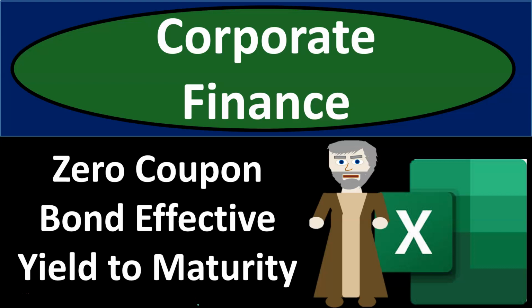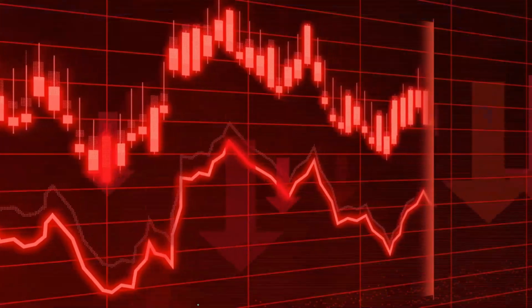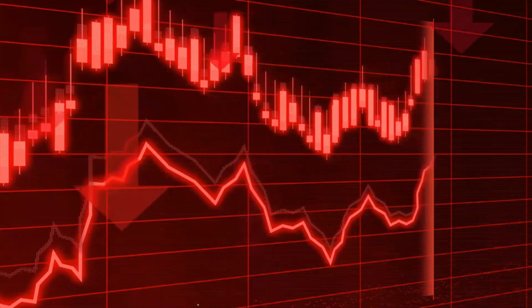Corporate finance practice problem using Excel. Zero coupon bond, effective yield to maturity calculation. Get ready. It's time to take your chance with corporate finance.